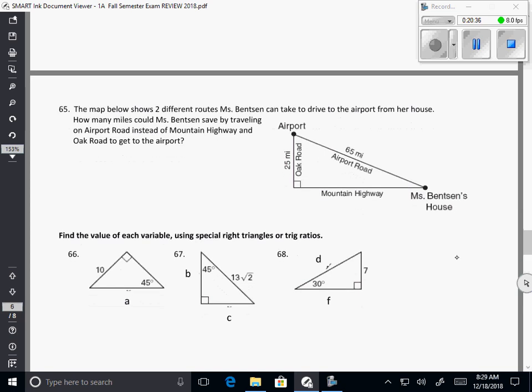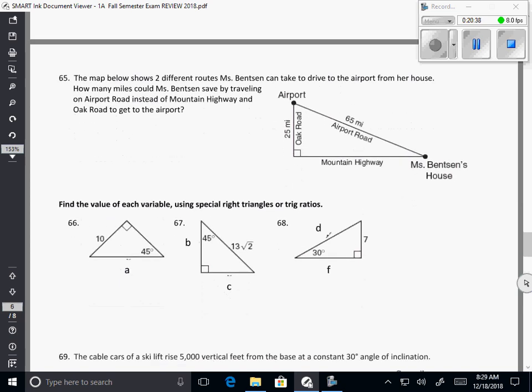A map shows two different routes Miss Benson can take to get to the airport. She can either take the highway and Oak Road, or she can go straight there using Airport Road. How many miles would she save by traveling on Airport Road instead of Mountain Highway and Oak Road to get to the airport? So we need to find out how far Mountain Highway is.